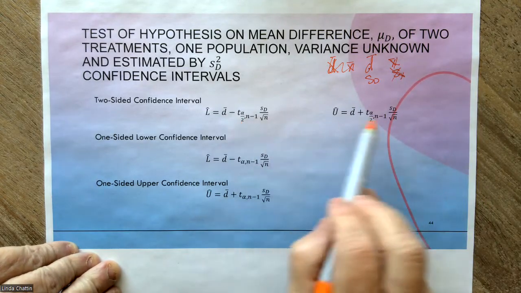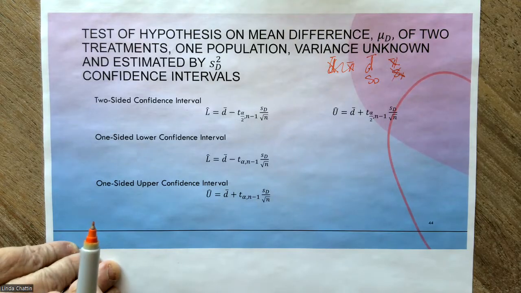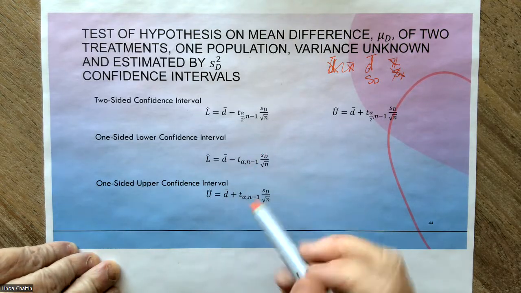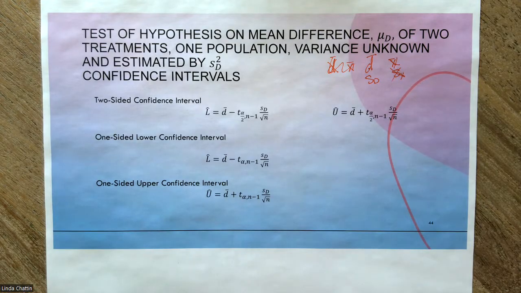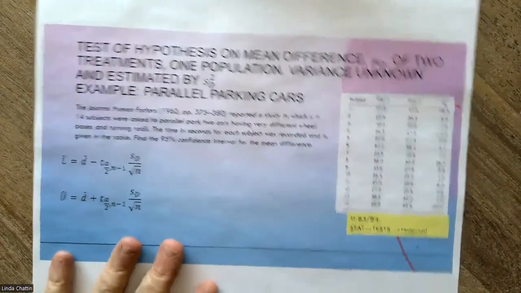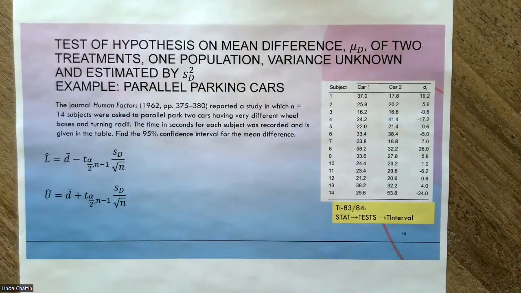Obviously, we're going to use an alpha over 2 if it's a two-sided confidence interval. If it's a one-sided lower or upper, we're going to be using just t sub alpha. So let's go ahead and do an example here. And again, you might want to put this in your calculator like I did.